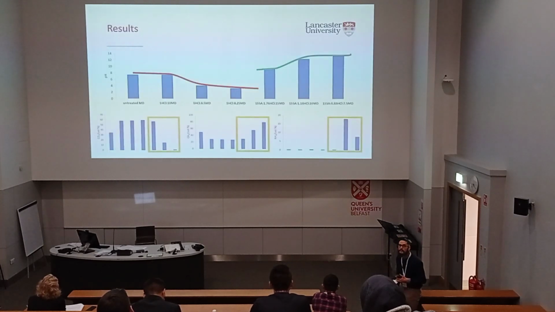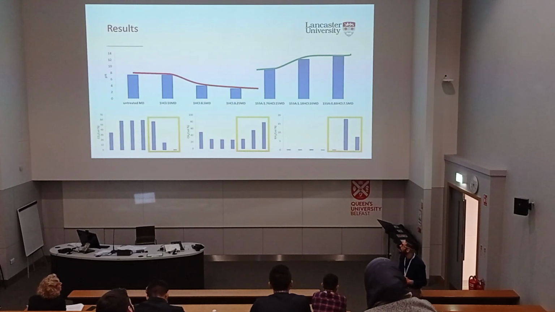So these were the results that we got. We implemented the model in Aspen Plus, and these were the results that we got. This is untreated manure digestate. This is the pH that we got.